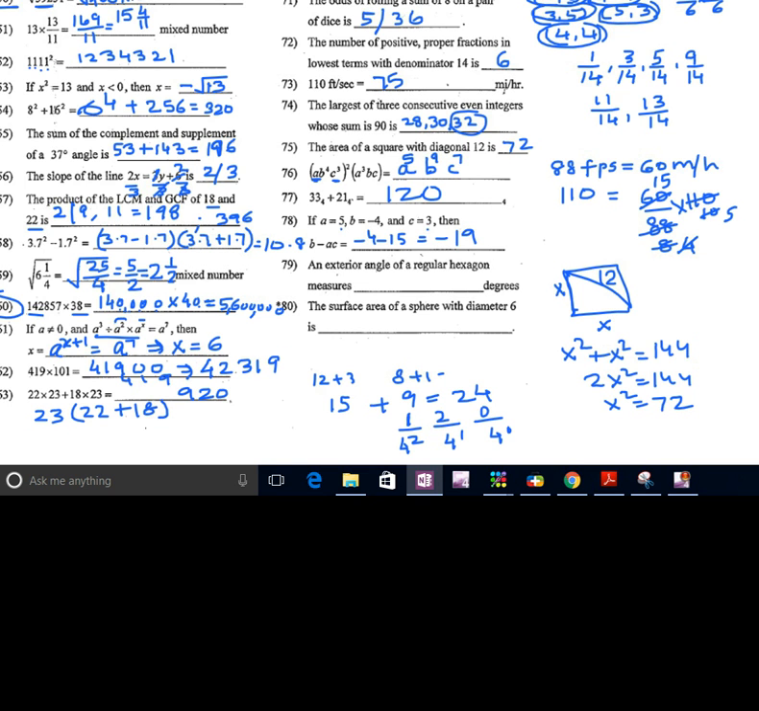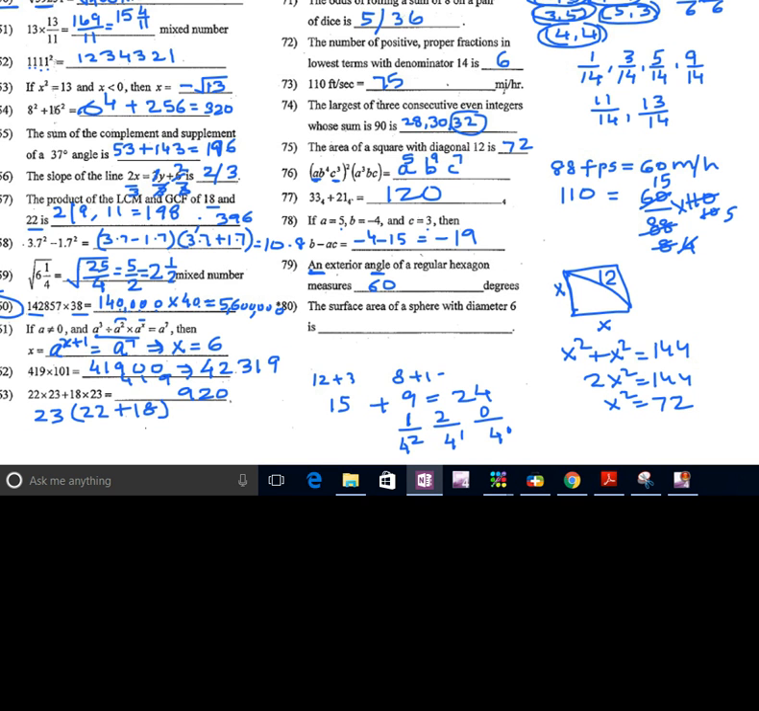An exterior angle of a regular hexagon measures how many degrees? So they are asking about one exterior angle. Now the sum of all the exterior angles of any polygon is 360 degrees. So therefore one exterior angle of a regular hexagon will be 360 degrees divided by 6, because a hexagon has 6 sides. So the answer will be 60 degrees.